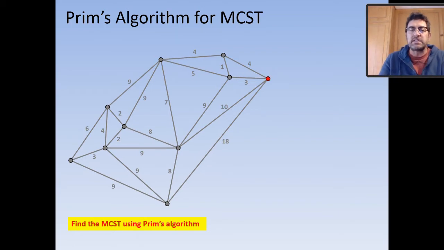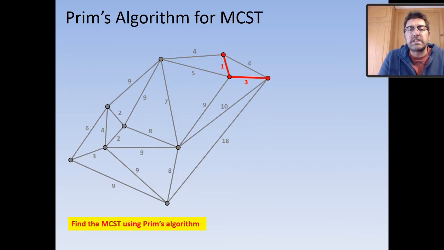So I'm going to start at that vertex there, that's colored red. That vertex has four adjacent vertices. The weights are 3, 4, 10 and 18. Clearly the cheapest is 3. So I choose that path first. Then I'm at the next vertex to the left. That is adjacent to 3 other vertices. The cost being 1, the cost being 5 and the cost being 9. So I'm going to choose 1.